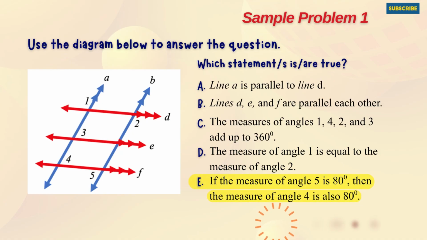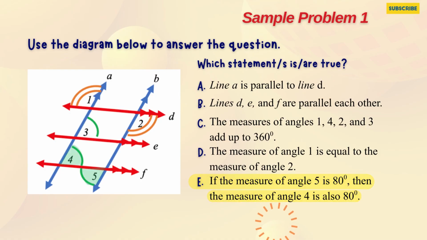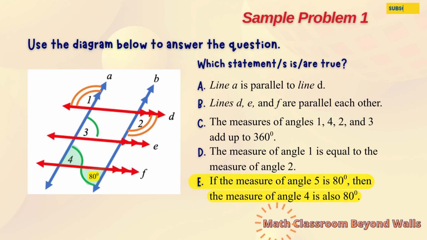Option E states that if the measure of angle 5 is 80 degrees, then the measure of angle 4 is also 80 degrees. Again, let us locate angle 5 and angle 4 in our diagram. Look at the angles, learners. They both have 1 arc. What does it mean? It means that they are congruent, therefore they have the same measure. If angle 5 is 80 degrees, then angle 4 is also 80 degrees.